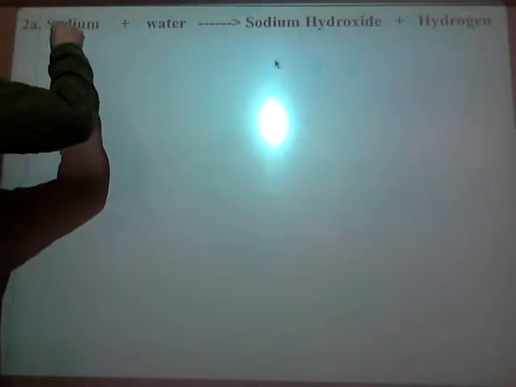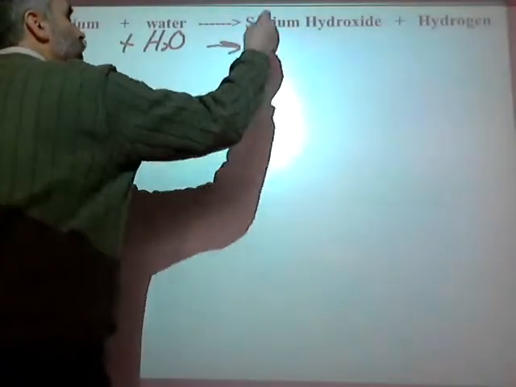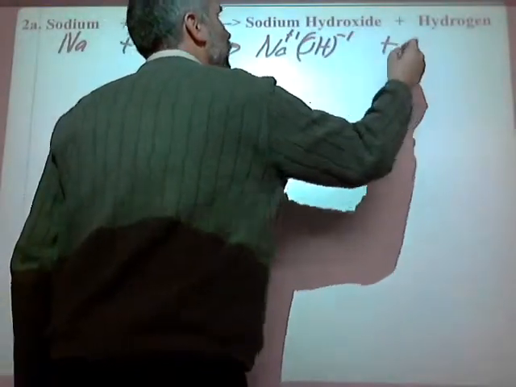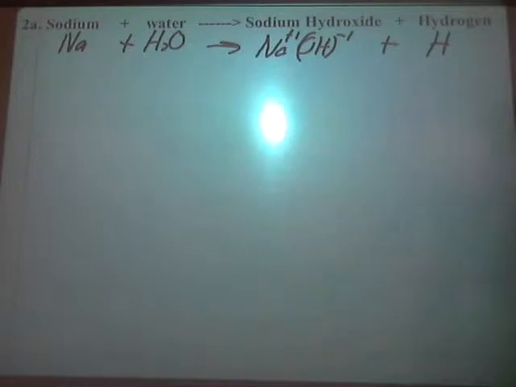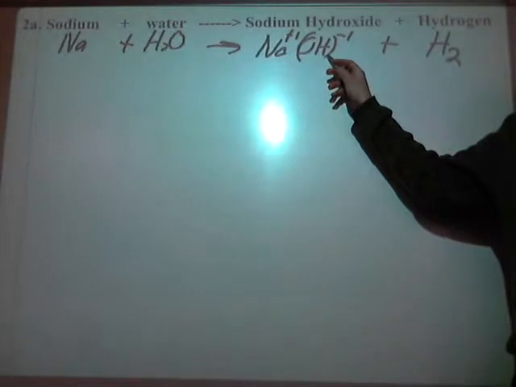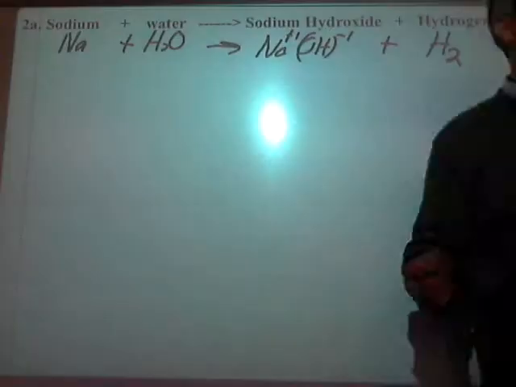Na for sodium. We all know water is H2O. Sodium hydroxide is Na with a +1, OH with a -1, and hydrogen is H, right? No. What did I do wrong? Hydrogen is diatomic. He gets a 2 next to him when he's by himself. Well, why don't I put a 2 next to him right here? Because he's not by himself, right? Here I have to use whatever the charges of the ions are.